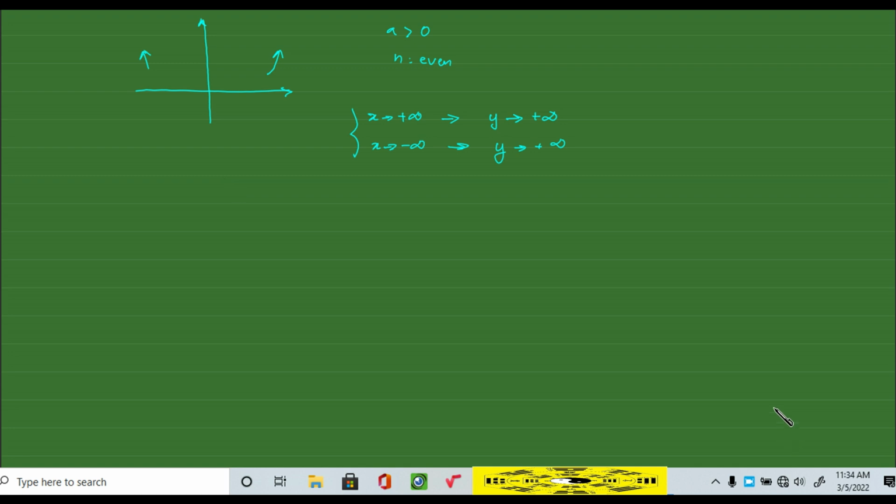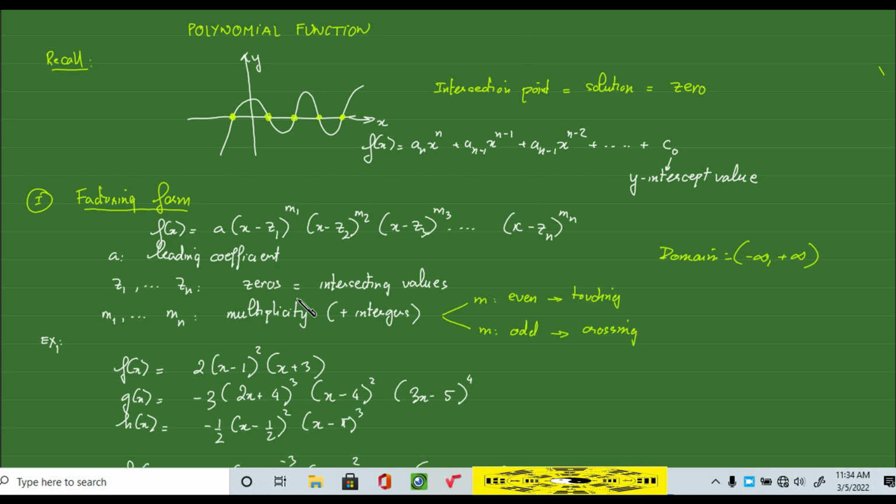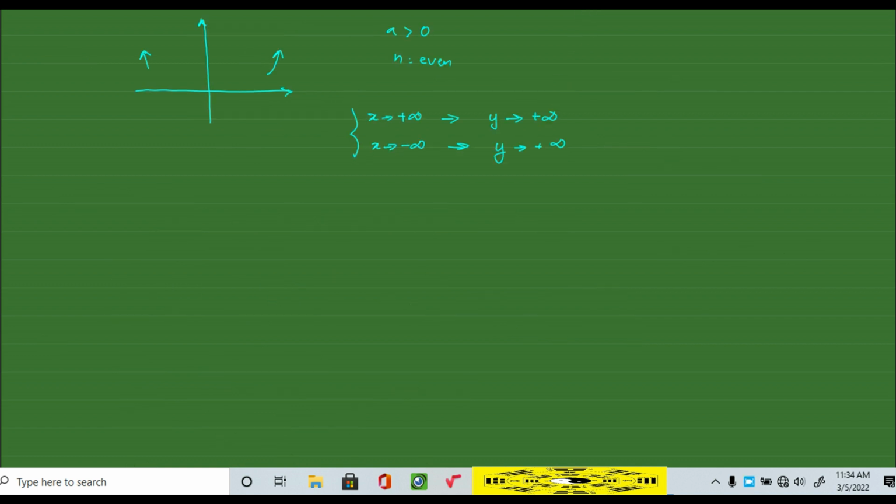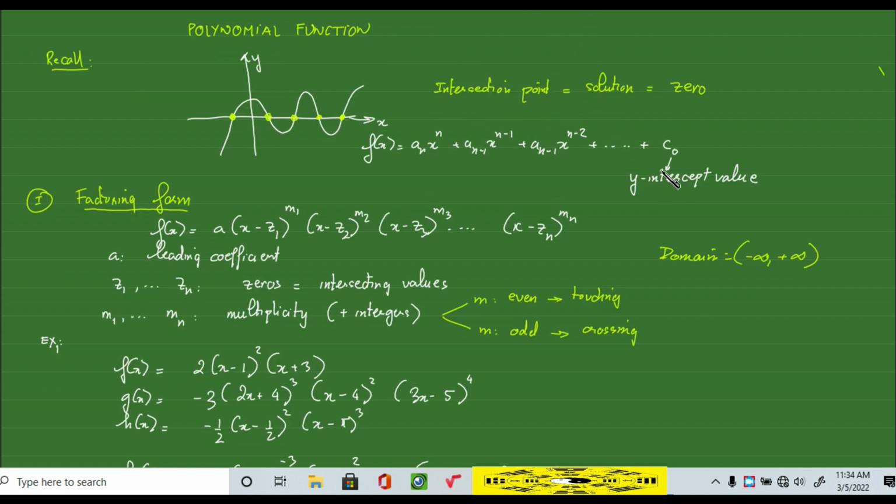Good. Now, that is the factoring form of a polynomial function. It's very easy to determine the zeros and the multiplicity, or the solutions, when the polynomial is in factoring form. However, what if they give you a polynomial function in standard form? Then it's very hard to find the zeros and the multiplicity. We don't know where it's touching, we don't know where it's crossing.